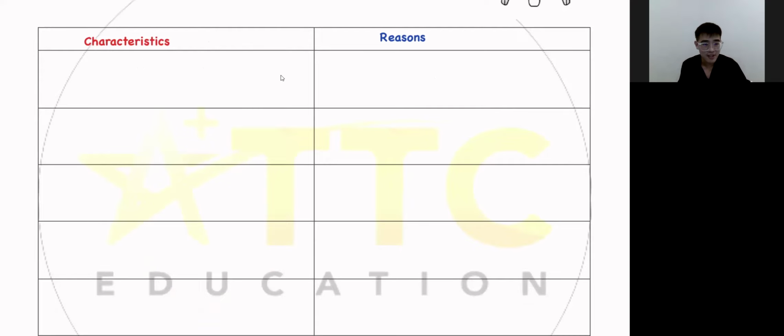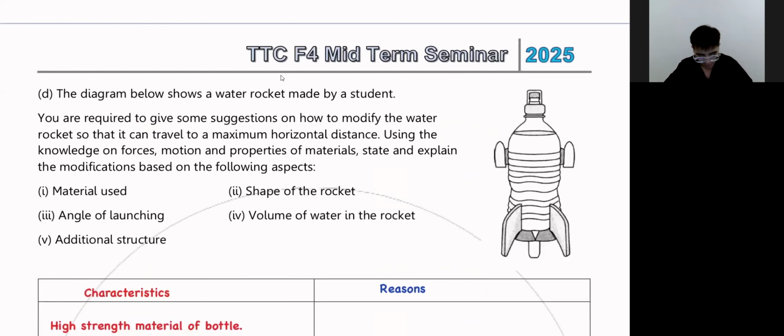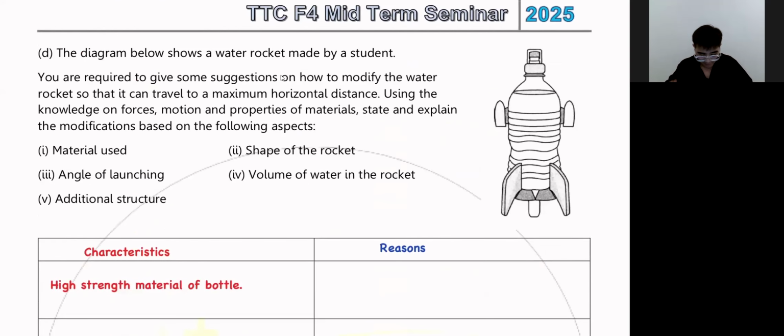Right now, it will burst. So that's why the strength of the material of the bottle has to be high strength. So high strength material of the bottle. Of course, like I said, you can also write low density, because low density means it will be lighter. Lighter means it will be traveling faster. Yeah, because also if you read the question, the question did say what you want for the rocket.